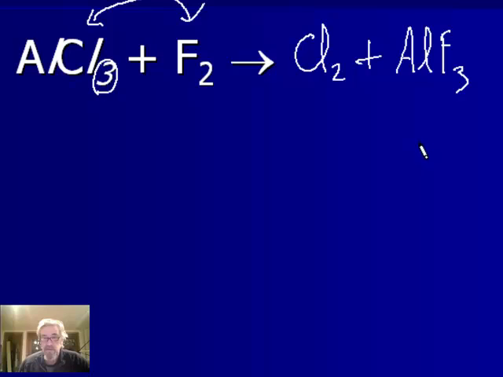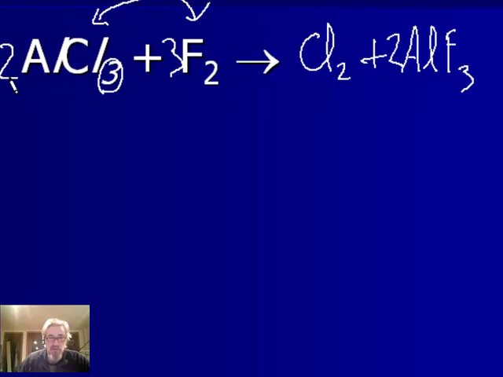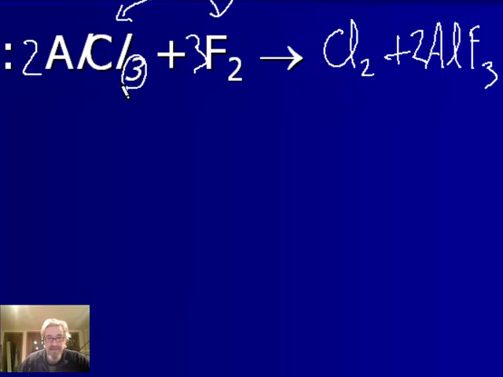This isn't balanced. I've got 2 fluorines on this side and 3 on this side, so a 2 here and a 3 here will balance with 6 fluorines. That means I need 2 aluminums, so I'll put a 2 here. 2 aluminums in front of AlCl3 means I need 6 chlorines, so a 3 here finishes it off.